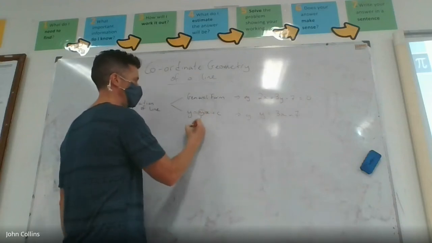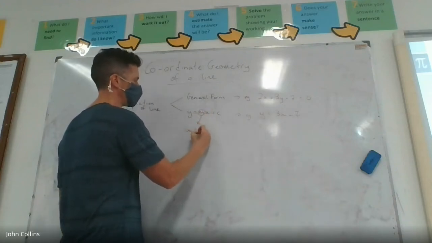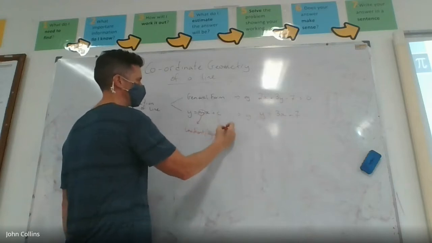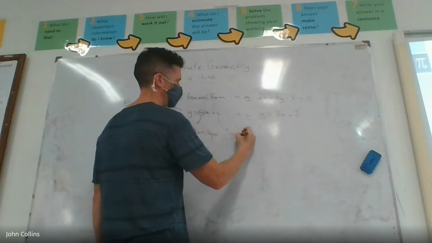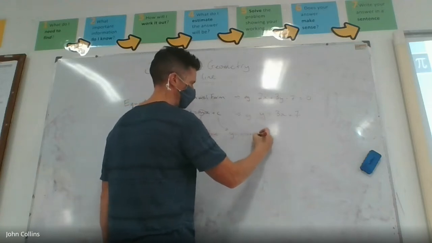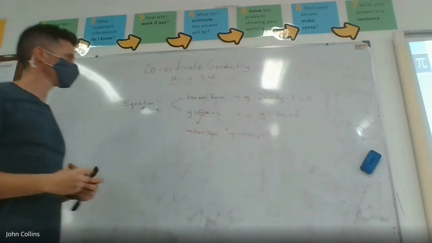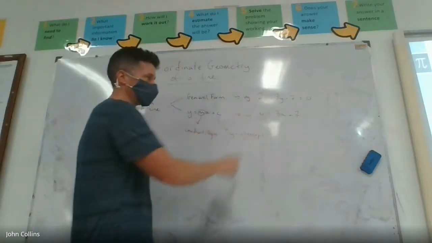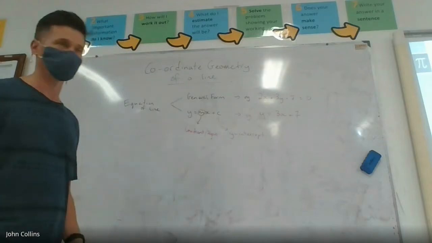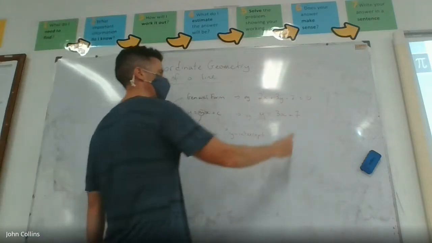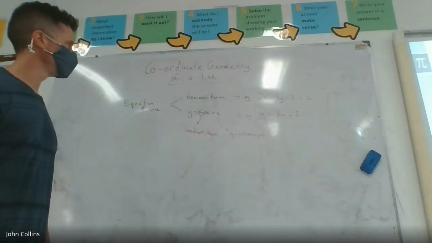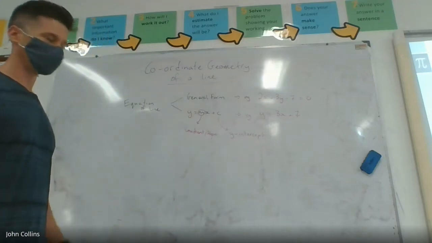m will be the gradient or slope. And this c number is always the y-intercept. Always. So we can read straight from this one. 3 is the slope of this line, and it's uphill. Positive slope of 3, and it will cross the y-axis at 7. That will also help us draw that line.